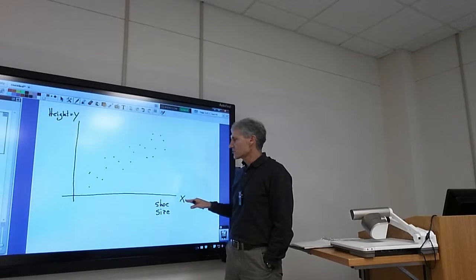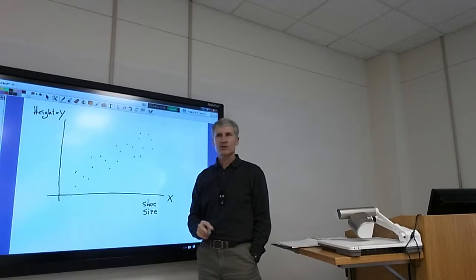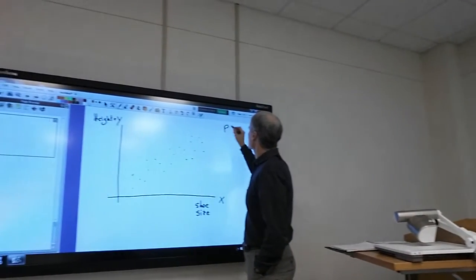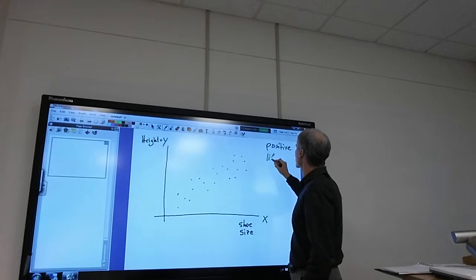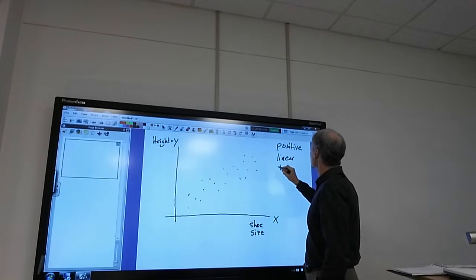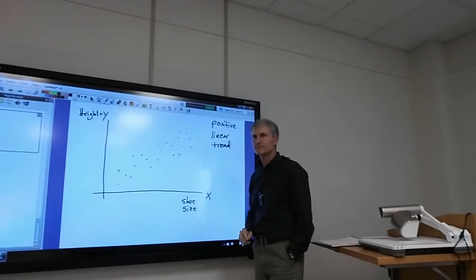Notice as x gets bigger, y gets bigger. So that's a positive association. So this particular picture is a positive linear trend. Okay?